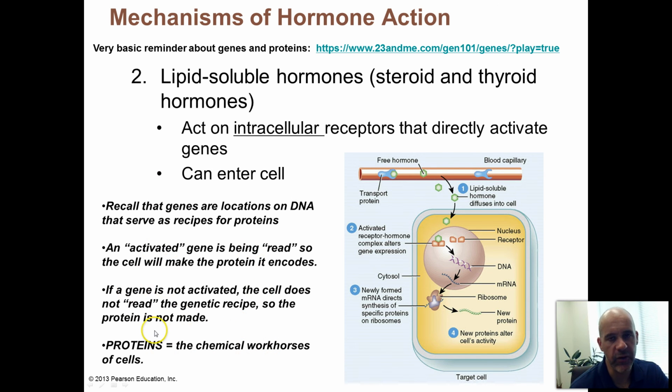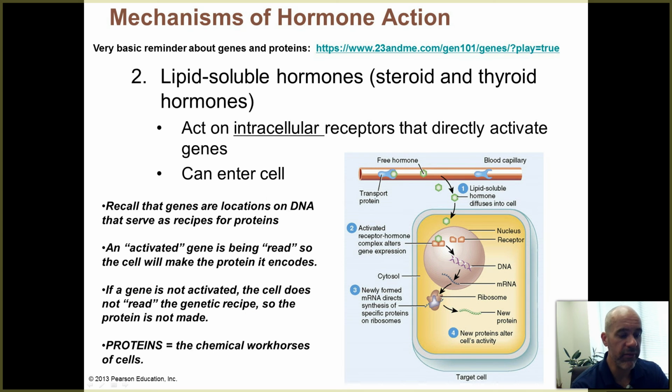Keep in mind that the various proteins that cells make are the chemical workhorses of cells. They play many different roles. So if a cell starts making proteins that it was not making before, that is going to alter that cell's activity. It's going to have functions or traits or properties that it did not have before those proteins were being made.